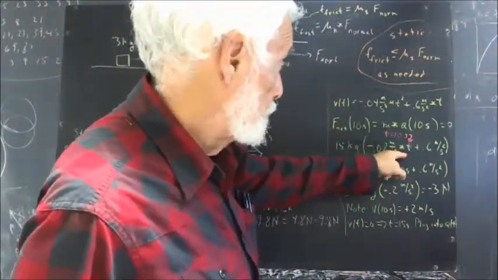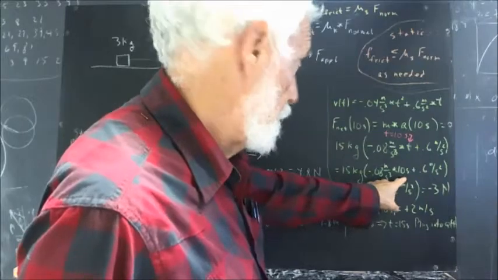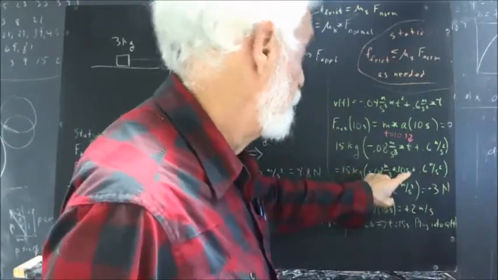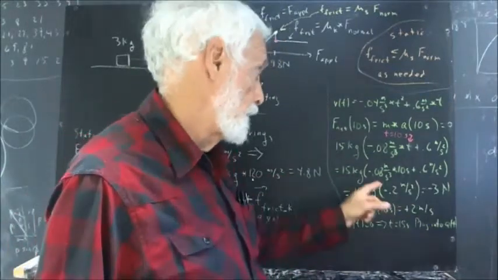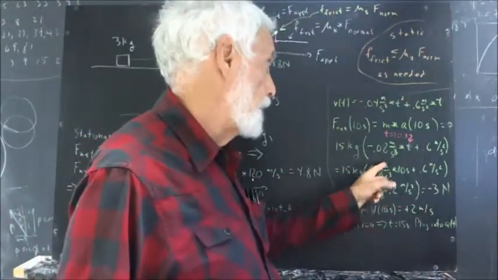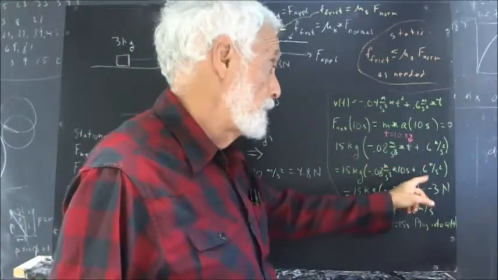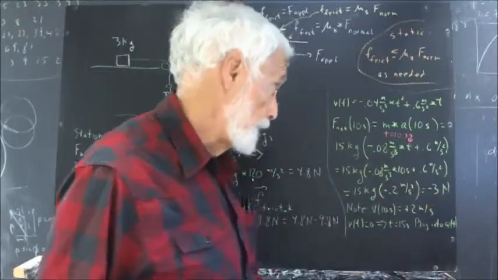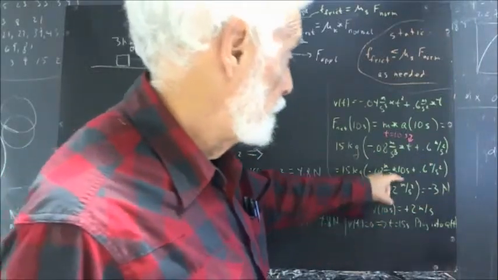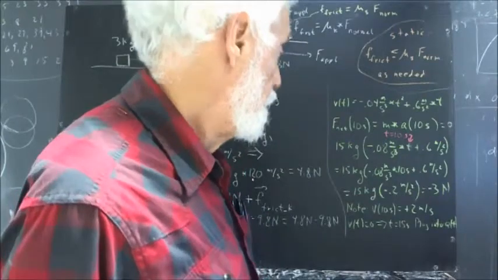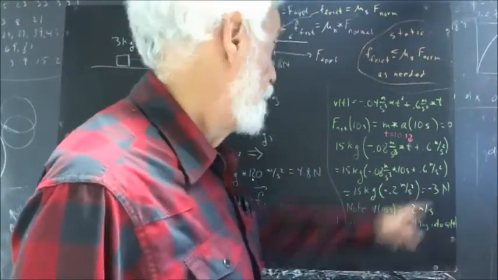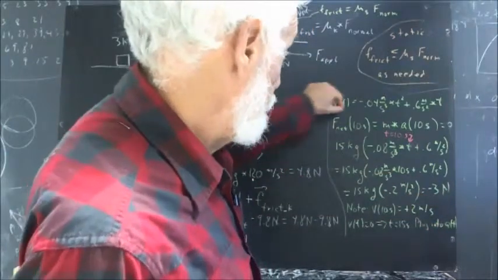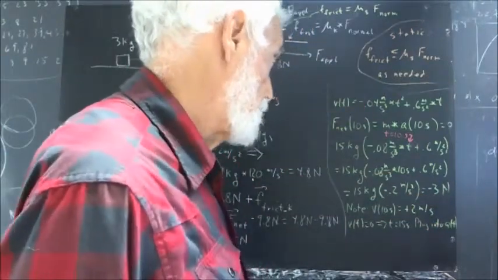Plugging in t equals 10 seconds here, we get the expression we see here. We've just put the 10 seconds in here. And when we multiply that out, we're going to end up with negative 0.8 meters per second squared plus 0.6 meters per second squared, which is going to be negative 0.2 meters per second squared. Multiplying that by the 15 kilograms, we get negative 3 newtons. So that is going to be the force at the instant when the clock time is 10 seconds.